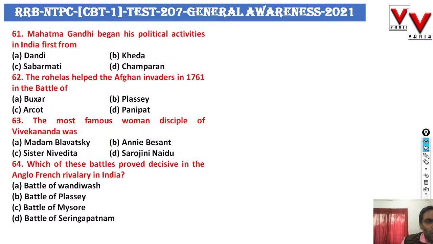So the very first question is 61st, which says that Mahatma Gandhi began his political activities in India first from Champaran. That means when he came to India from South Africa. Before that he was working in South Africa, doing movements there. When he came to India, the very first movement was the Champaran movement, and that was the peasant movement.